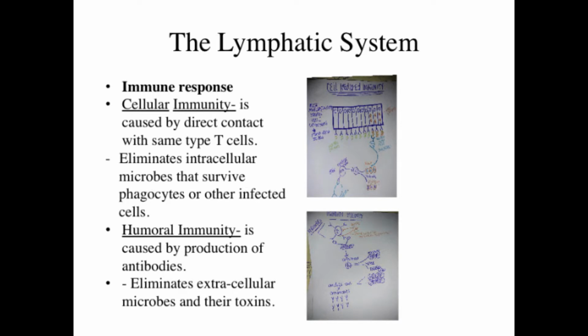Immune response. Cellular immunity is caused by direct contact with T cells. It eliminates intracellular microbes that survive phagocytes or other infected cells. Humoral immunity is caused by production of antibodies. It eliminates extracellular microbes and their toxins.